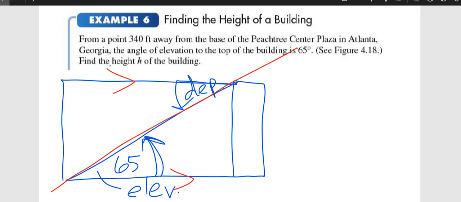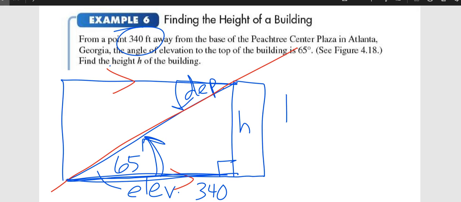So we have the 340. Where does this go in our diagram? It's the bottom, right? It's the base. The distance from where we were standing to the base of the building is 340. Okay, so we want to find the height of the building. Which trig function should we use? Tangent, that's right. Tangent of 65 equals opposite over adjacent.